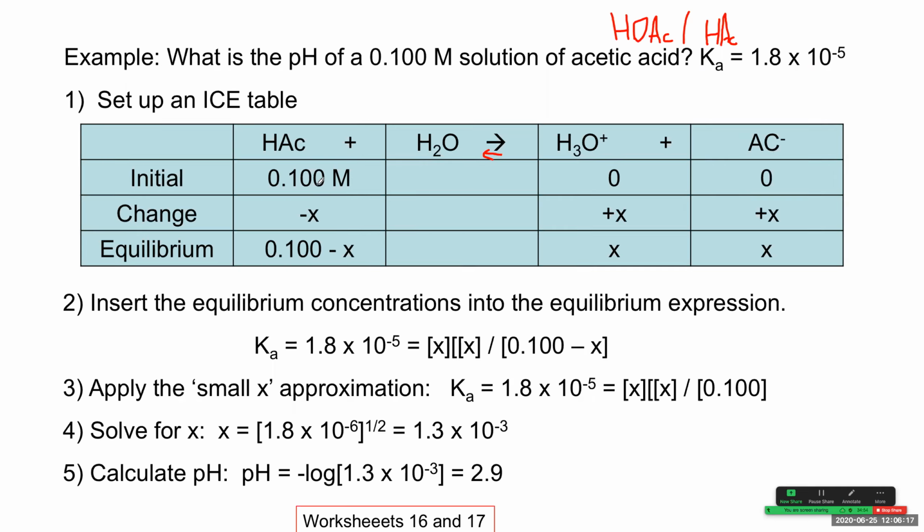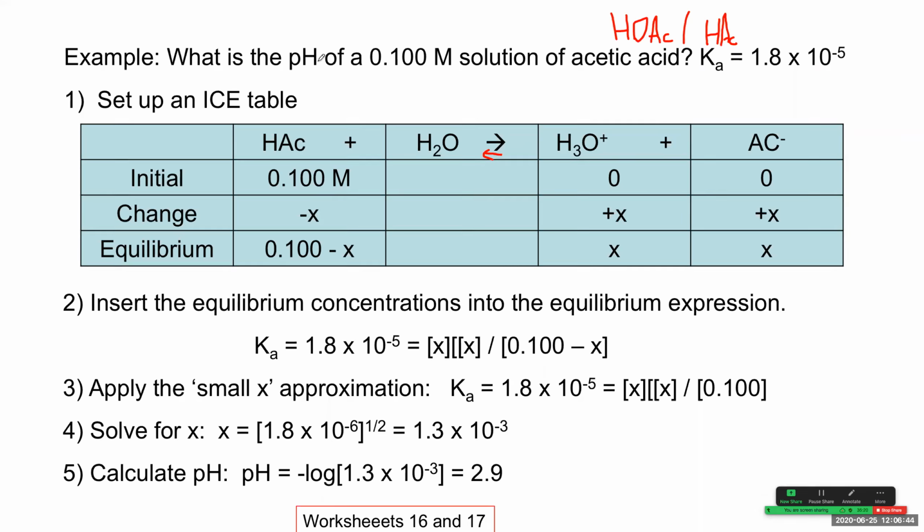So the change is going to be, because we don't have any product, you always have to think about which way this equilibrium is going to go. Because there's no product, it's got to go to product. So when it goes to product, we're going to lose an X amount of reactant, the acetic acid in this case, and we're going to form an X amount of hydronium ion and acetate ion.